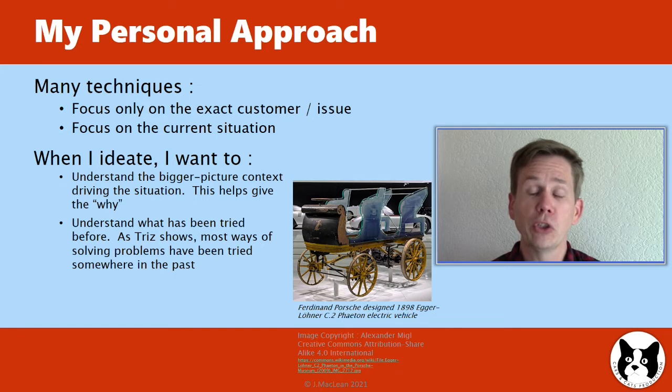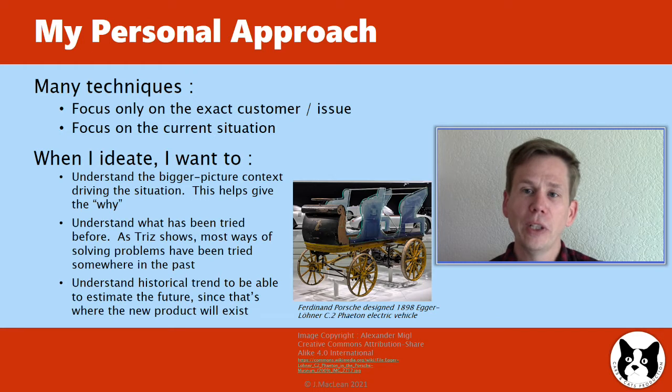I want to understand what's been tried before. TRIZ shows that by looking back at the history of how things have been done, we can get some ideas for how to do things in the future. So, for example, if you're developing an electric car now, it might be a good idea to look back to the dawn of when cars were first created, back in the late 1800s, early 1900s, like this 1898 Porsche-designed electric vehicle, and understand why didn't we have electric vehicles for so long, or what good ideas did those cars have way back then that we've forgotten about.